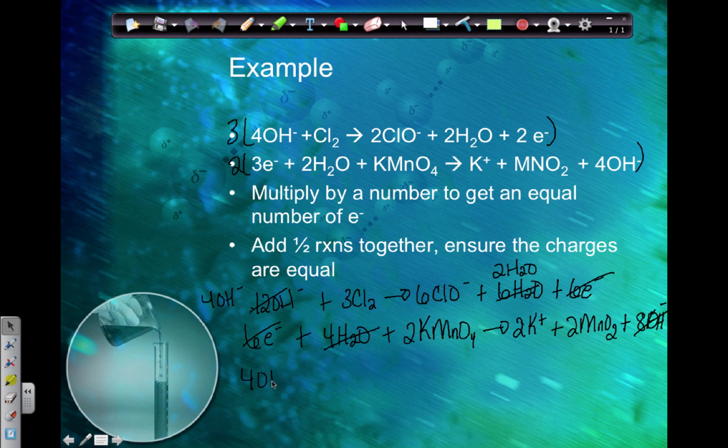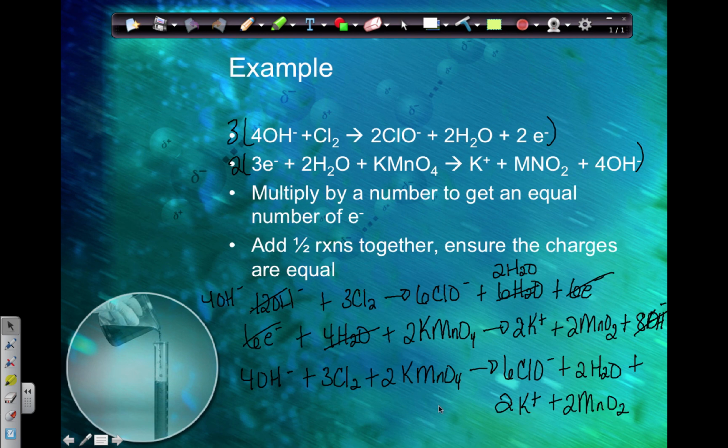So I've got 4 hydroxides plus 3 chlorines plus 2 of these, all right, so those are all my reactants. So now 6 ClO minuses, 2 waters, plus 2 potassiums, and 2 of these.